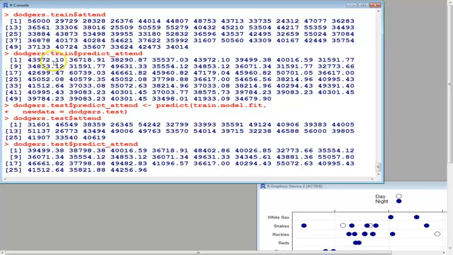Okay, so let's look again. This was on the train, and we did a prediction. This was the actual results of attendance, and these are the predicted attendance, right? We saw, of course, that we didn't get the same thing here and here. But then we did it again over here. This was the actual attendance in the test set, and this was the predicted attendance in the test set. But why did I split it up?